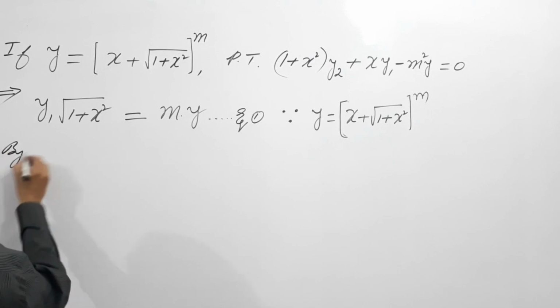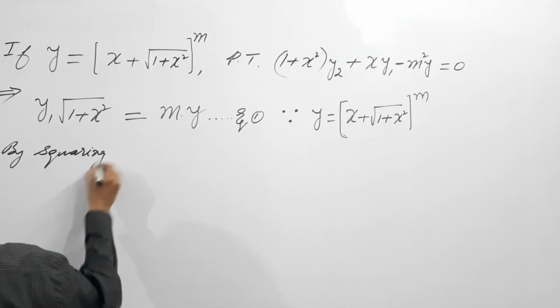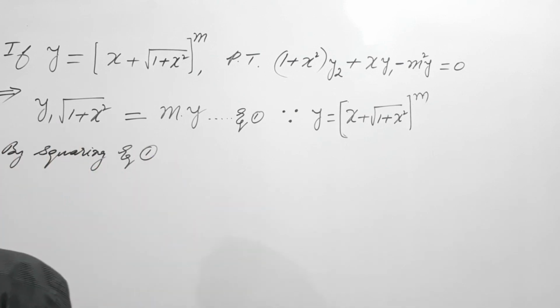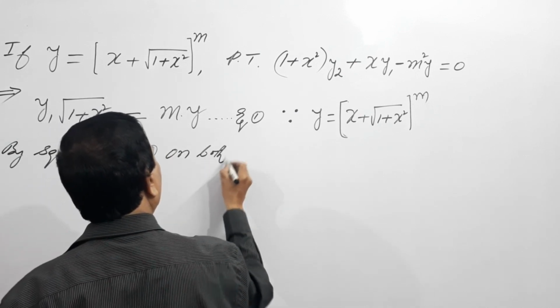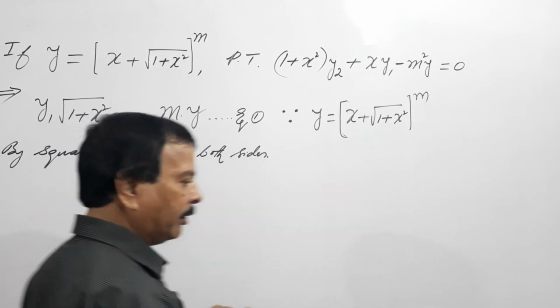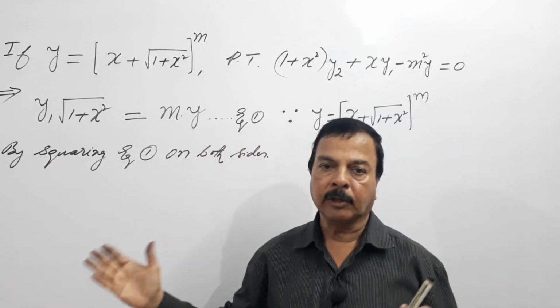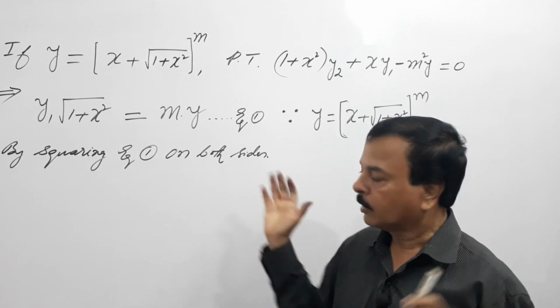By squaring equation 1 on both sides. I need not write "on both sides" because it is very much understood, because in an equation, if the left hand side has to be equal, the right hand side should have the same values.